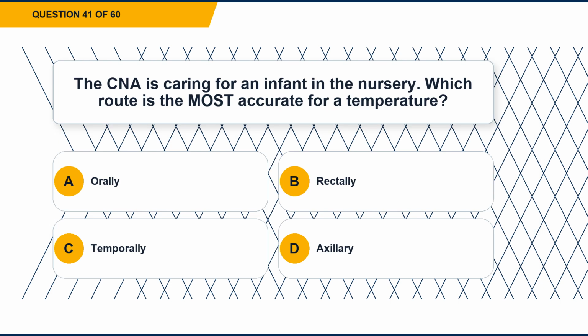Question 41. The CNA is caring for an infant in the nursery. Which route is the most accurate for a temperature? Option A, orally.